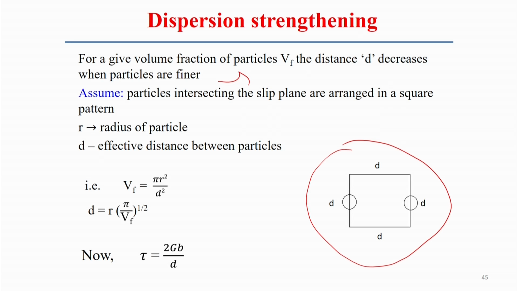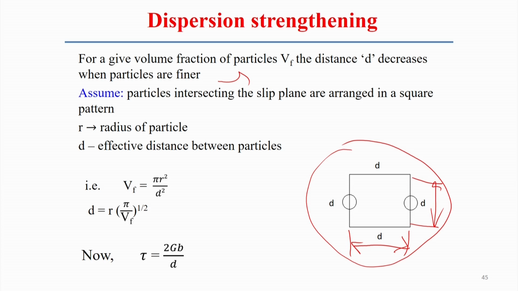So the distance between these two particles, we assume, is D, and with this configuration we can consider the square arrangement. Within that, two particles are there, and the edge is basically D. With this configuration, if small r is the radius of the particle and small d is the effective distance between the particles, therefore the volume fraction can be estimated like that.